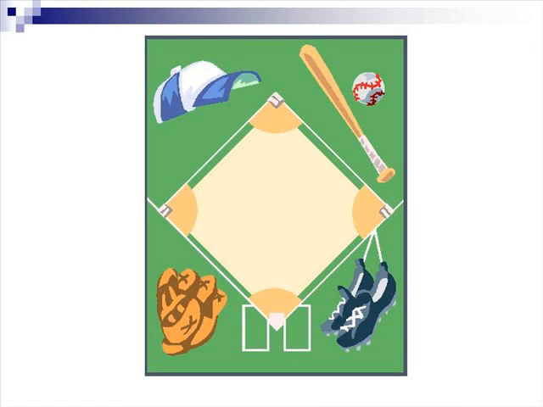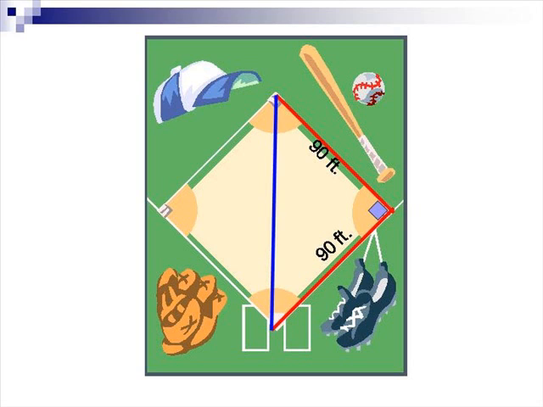Let's take a look at the Pythagorean theorem in another real-life problem. Can you see a triangle on this baseball diamond? What is the distance for a catcher to make the throw to second base? A baseball diamond is actually a 90-foot square. This can be bisected into two right triangles.